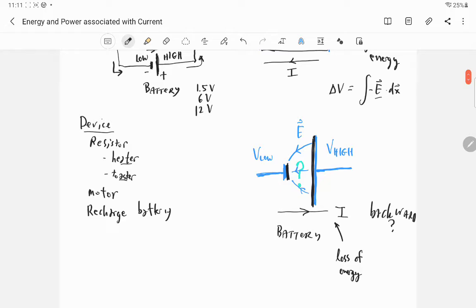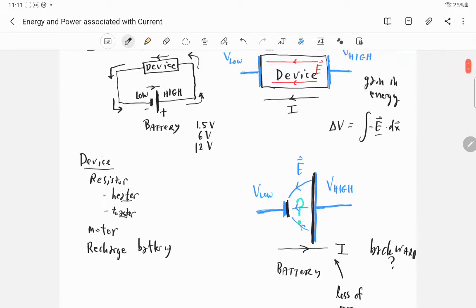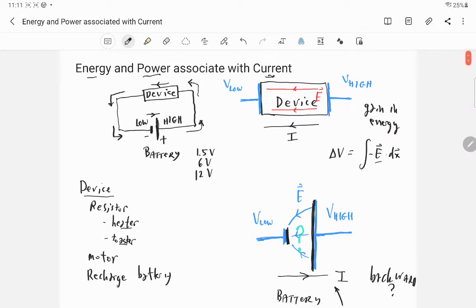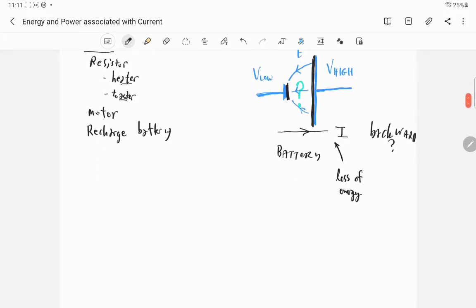So there's a loss of energy through the battery when the current flows through it, if it flows opposite to the battery's electric field. But up here, we say this is a gain in energy in a sense. Okay.